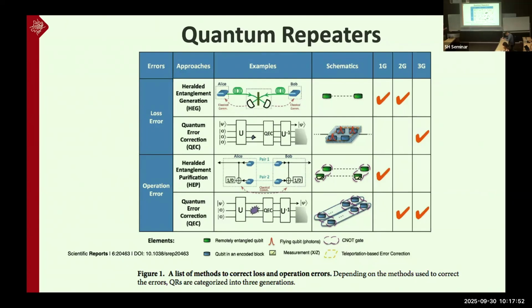So that's a way that we characterize loss errors. Operational errors, we've got purification, and then we have error correction. So error detection, error correction. And the way we characterize the generation of repeaters is very simple. First generation, heralded entanglement generation and purification. Second generation, heralded entanglement generation and error correction. Third generation, error correction and error correction.